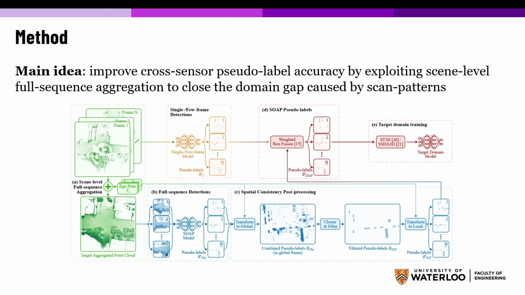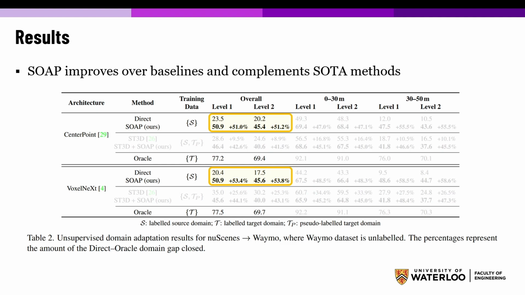The refined pseudo-labels for stationary objects can then be combined with a pre-trained detector so that we also recover the pseudo-labels for the dynamic objects, using weighted box fusion. The final pseudo-labels can then be used in different domain adaptation techniques such as fine-tuning, ST3D, SSDA3D, and so on. Our evaluation showed that SOAP can improve over the baseline and close a large amount of the domain gap.